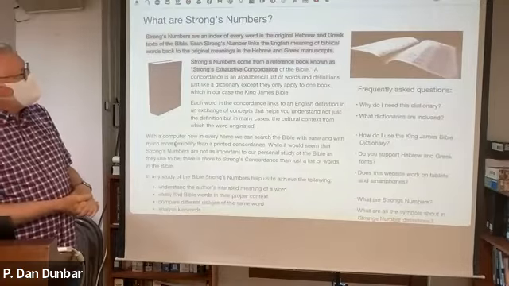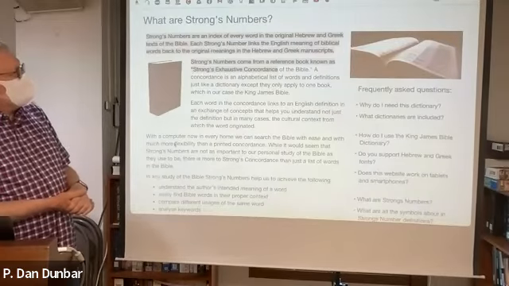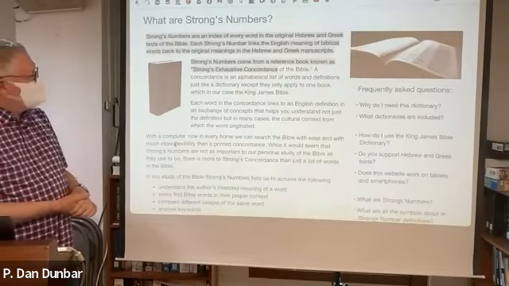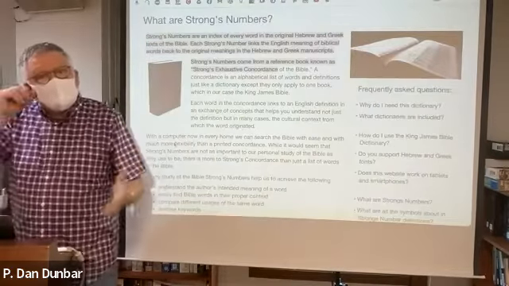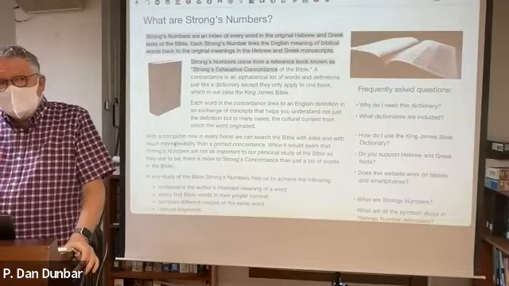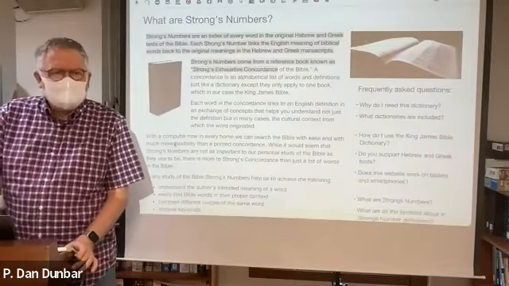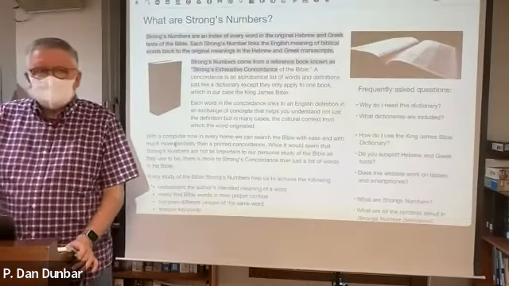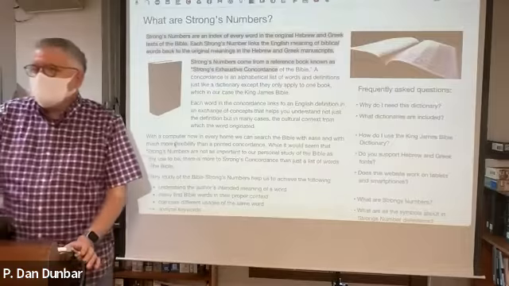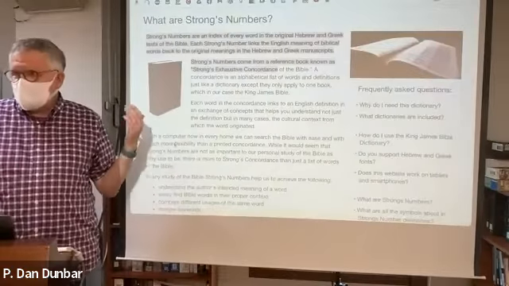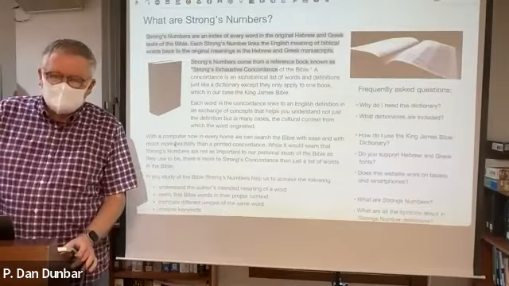So Strong's numbers come from a reference book known as Strong's Exhaustive Concordance of the Bible. And a concordance is an alphabetical list of words and definitions, just like a dictionary, except they only apply to one book, which is, in our case, the King James Bible. Now, there are other Strong's concordances. There might be a Strong's concordance now for the ESV, or for the NASB version of the Bible, which is going to use different words, perhaps in some cases, than the old King James version. There's probably a Strong's concordance for the New King James version as well.